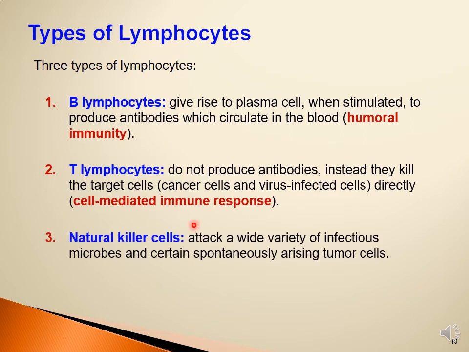And the last type of the lymphocytes are the natural killer cells. They attack a wide variety of infectious microbes and certain spontaneously arising tumor cells, and they are part of the innate immune response because they are non-specific when compared with the cytotoxic T cells.